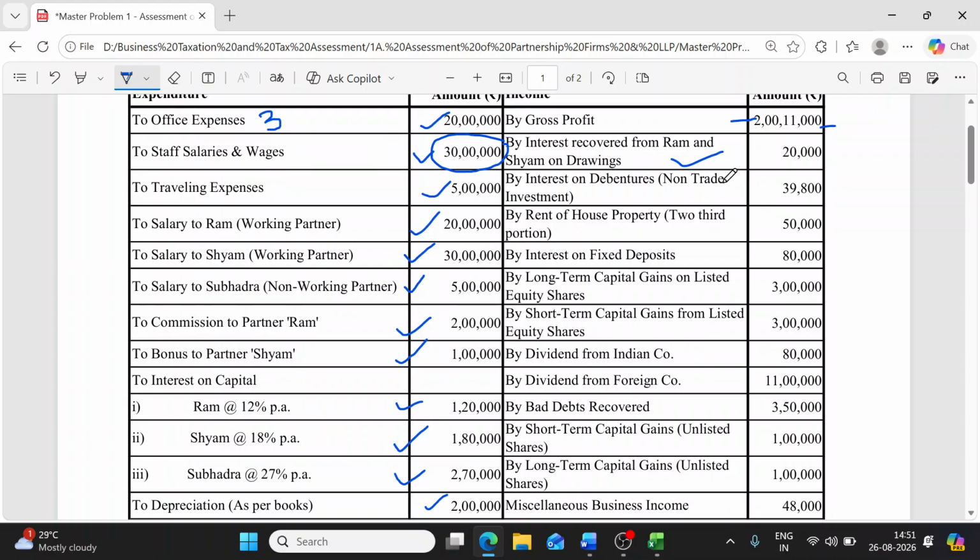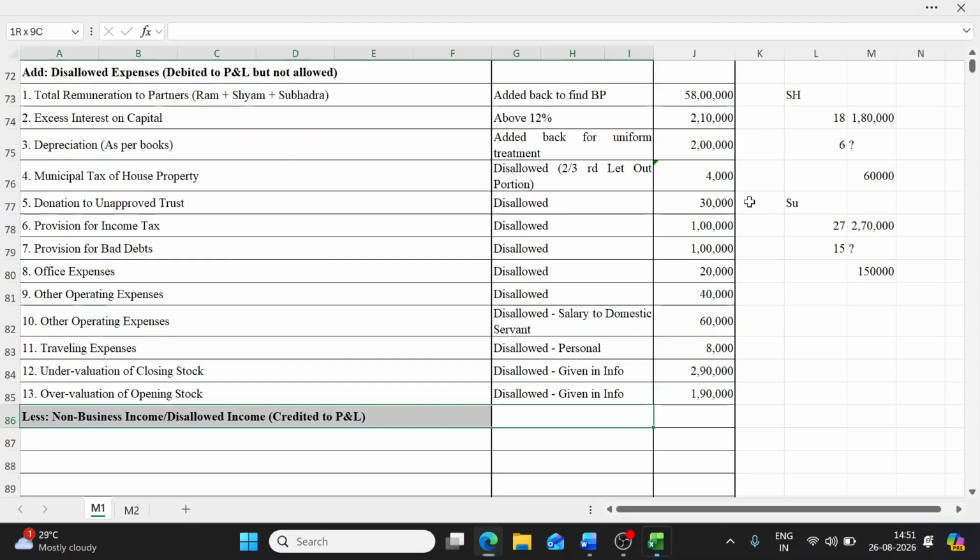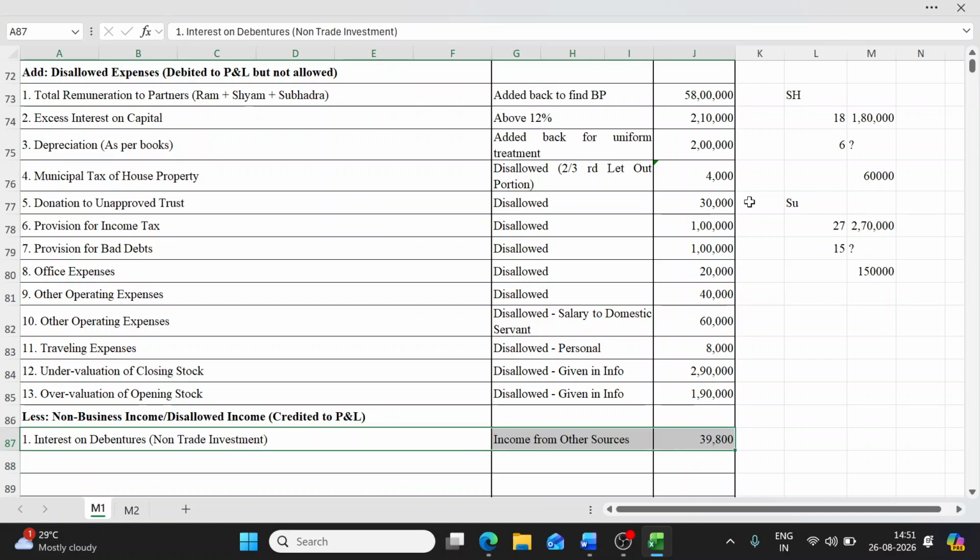But the next thing is interest on debentures. Now, this firm has received 39,800, but it is non-business income and it is recorded on the credit side of profit loss account. We will deduct it. So here, non-business income. Okay, we will deduct the same.